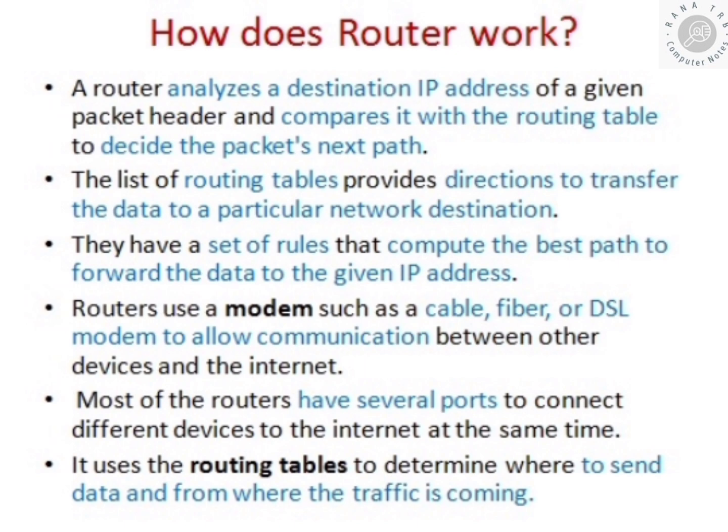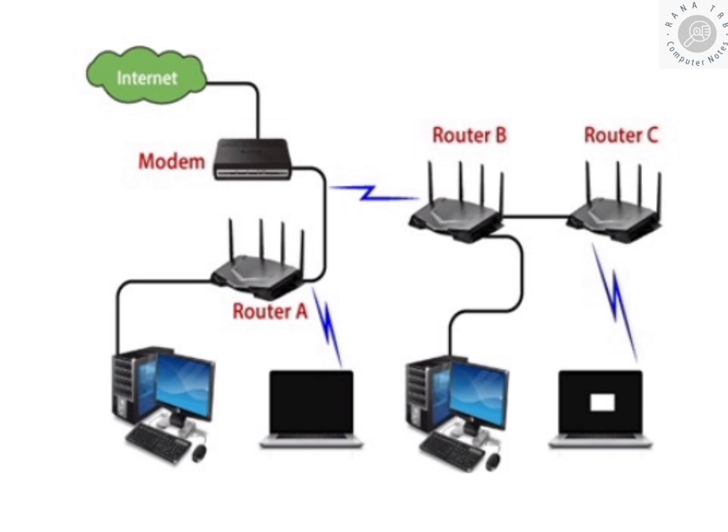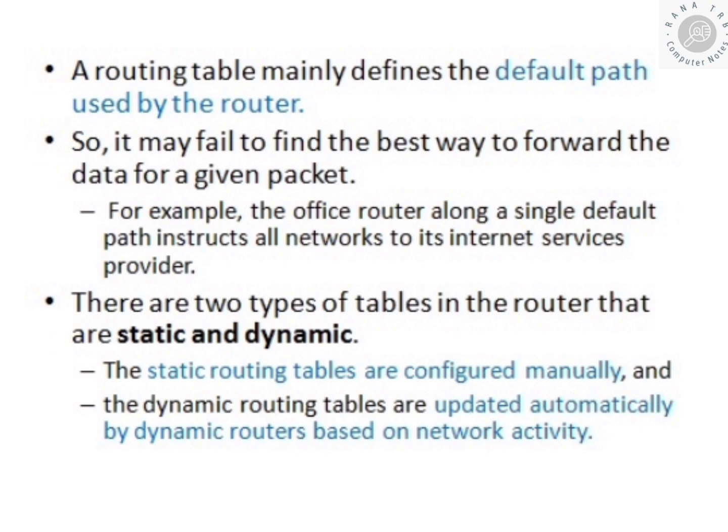The router has several ports that can connect different devices to the internet at the same time. It uses a routing table to determine where to send data, and where the traffic is coming from. Here is a diagram that shows how the router uses the modem to provide internet connectivity between the devices for communication. The routing table will always show the default path defined by the router. This may sometimes fail to find the best way to forward the data of the given packet. So there are two types of tables the router has, static or dynamic.